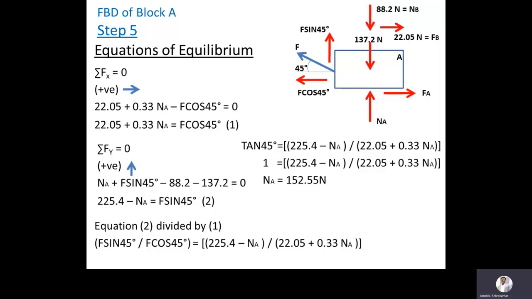Once we calculate the normal reaction, we can substitute the normal reaction value in equation 1 or 2. Then we will find out the value of F, that is 103 Newton. This force is calculated under the condition of impending motion, that is just to slide. Okay, hope you understood. Just go through again and calculate, you will understand much better.